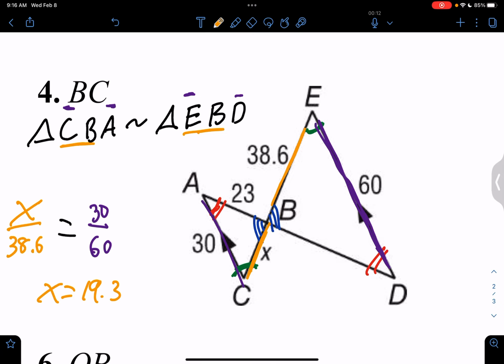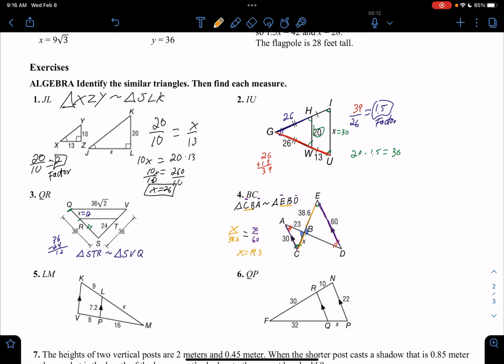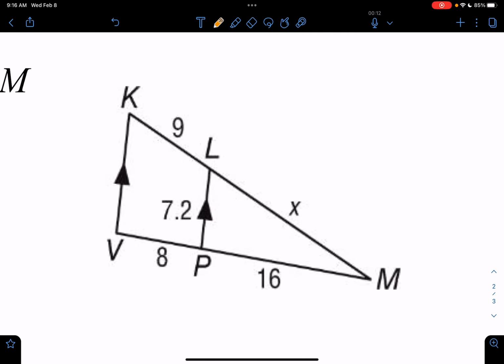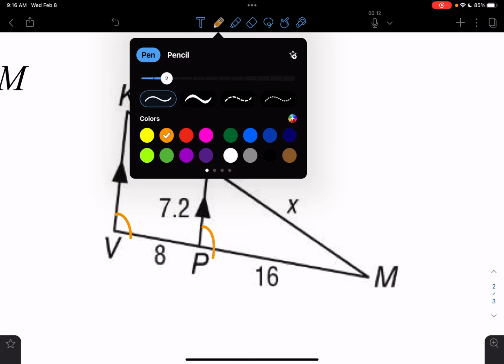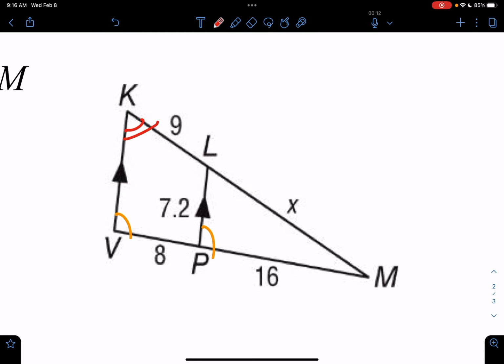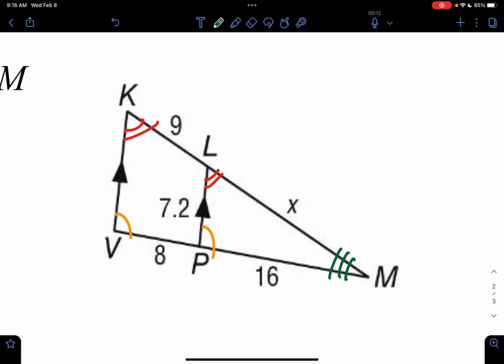Or you can just cross multiply and you will end up with the same answer. Okay, so what do we have over here? Well, a little bit of logic tells me that I have a triangle. I see parallel lines. Therefore, I will say that angle is congruent with that one. I will say angle K is congruent with this other angle right there. And then I have the third angle right here.